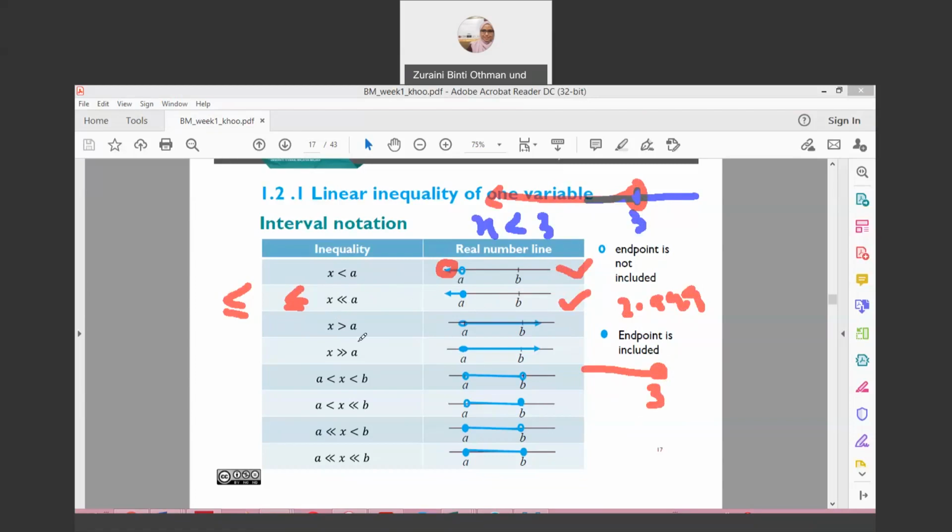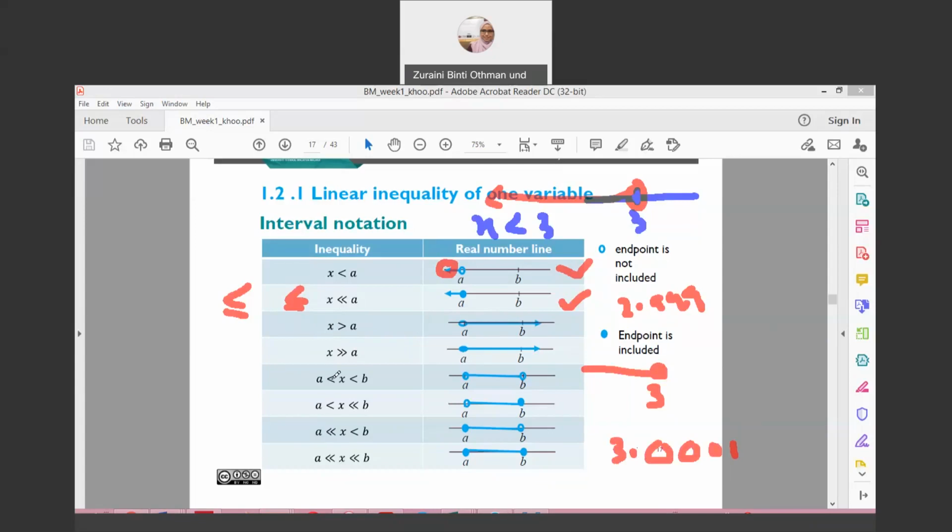Macam tu. Kalau kita kata X is greater than A, meaning that dia tak termasuk A tetapi lebih besar daripada A. Contohnya kalau 3 tadi, kalau dia greater than 3, meaning that 3.001 and above. 3.00001 pun boleh juga. Asalkan dia tak termasuk 3.